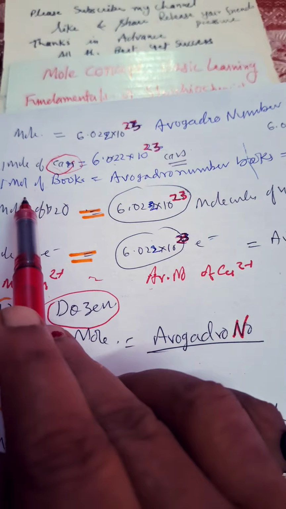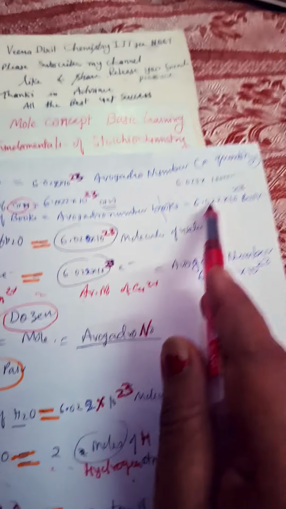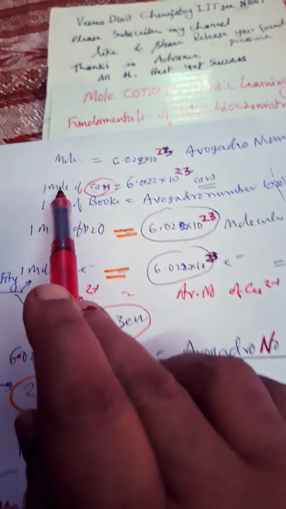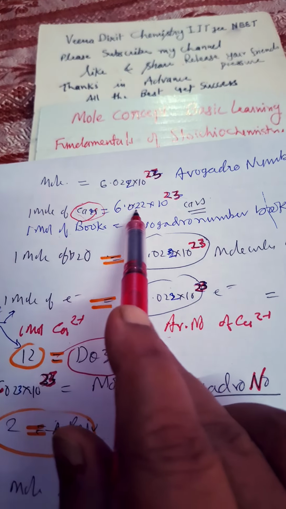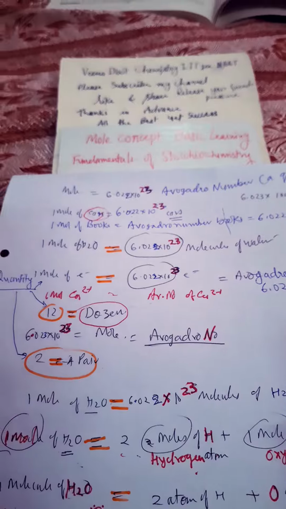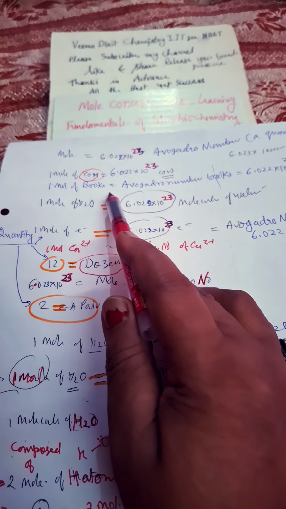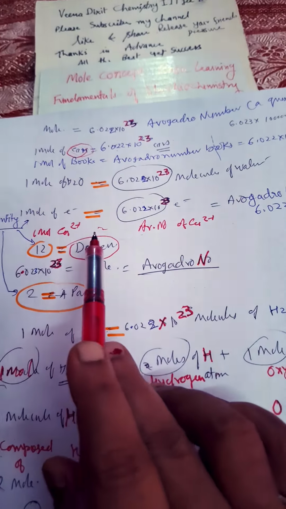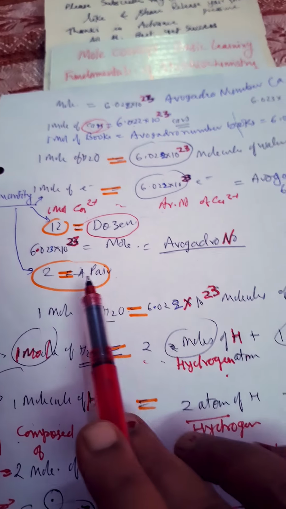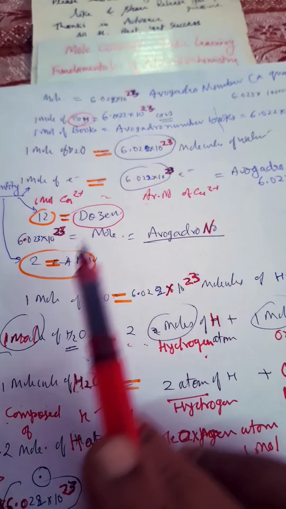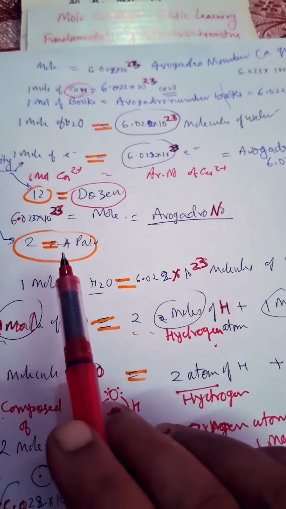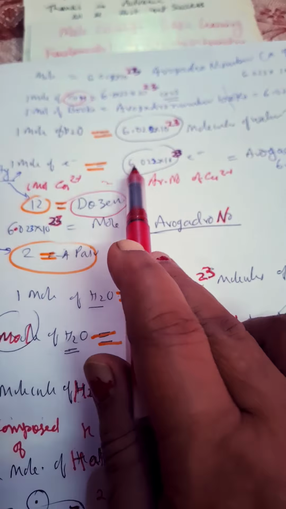For example, if I say 1 mole of books means Avogadro number of books, that is 6.022 into 10 to the power 23 books. Or if I say 1 mole of car, that is 6.022 into 10 to the power 23 cars. But such a huge number, we will not use for cars or books. We will use it for electron, proton, neutron, water molecule, very small, microscopic structures. For that we are using Avogadro number.